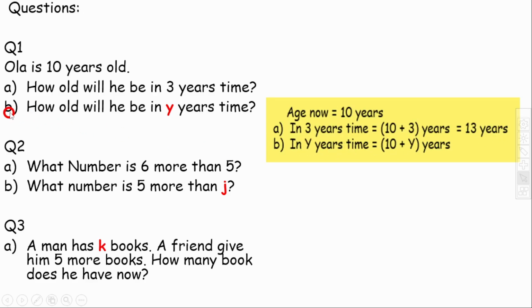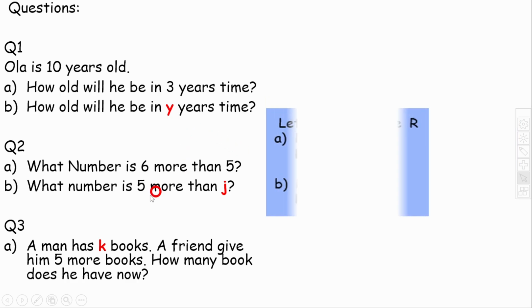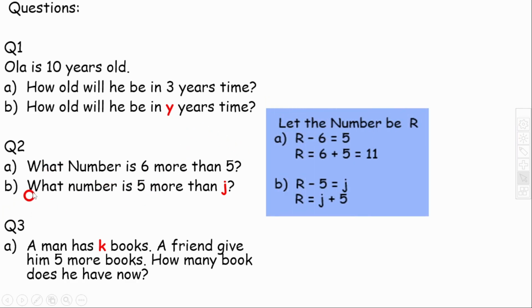In Y years time, how old will he be in Y years time? In Y years time, it will be equal to what? 10 plus Y years. This is the final answer. Now let's work with the second example. What number is 6 more than 5?